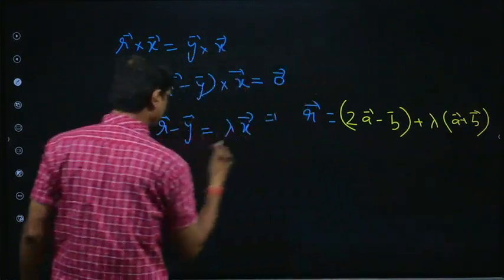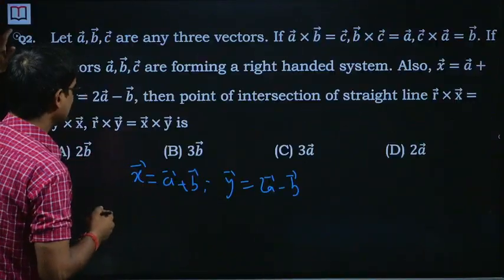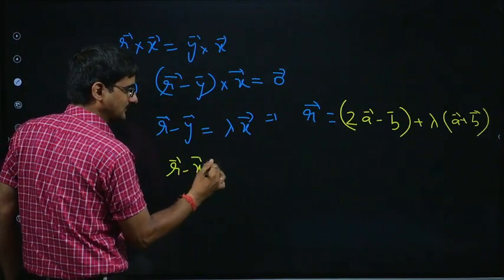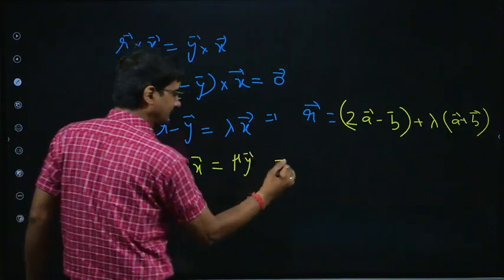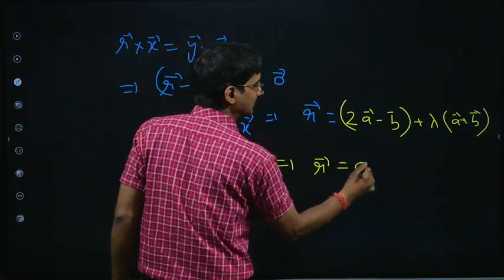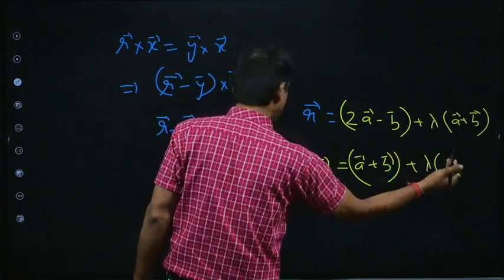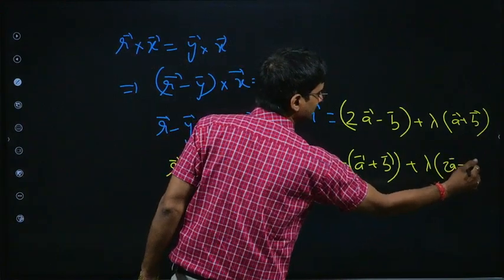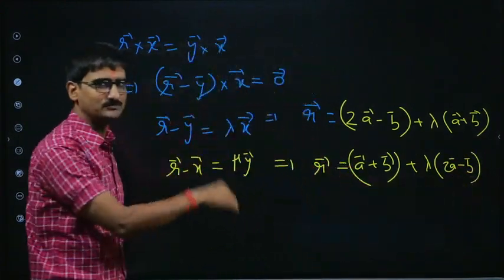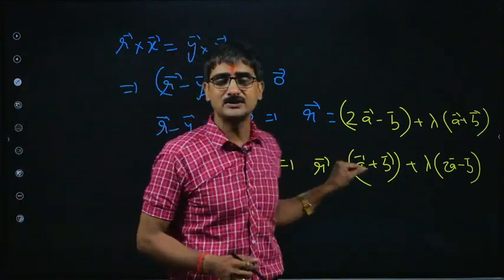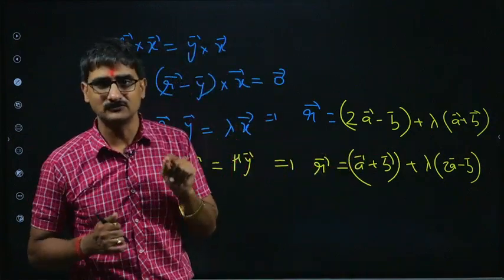Fine enough. Similarly, the other line is r cross y equals x cross y, so r minus x is equal to mu times y. So r is equal to vector a plus vector b, plus mu times 2 times vector a minus vector b. Now we have to find their point of intersection. Of course, see, what does vector r represent in the vector form of the equation of a line?